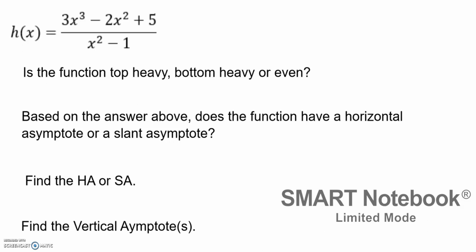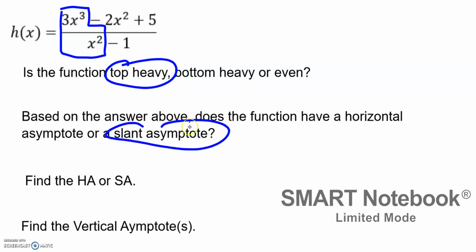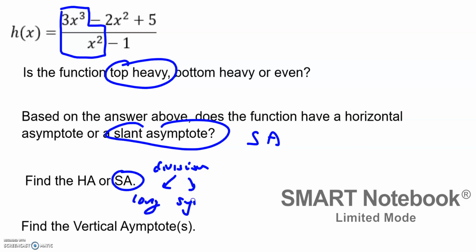Last example from the exit slip, given this function, is this function top heavy, bottom heavy, or even? This time, if we look at the highest exponents, top and bottom, we have the higher exponent on the top. So finally, we have an example that is top heavy. And top heavy is the only one that leads to a slant asymptote. And if we have a slant, that means they automatically do not have a horizontal asymptote. So I want you to find the slant asymptote. And the only way that we can do that is some kind of division. So either we're going to have to do long division or we can do synthetic division.